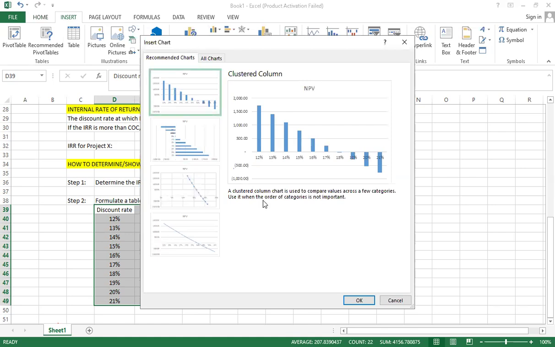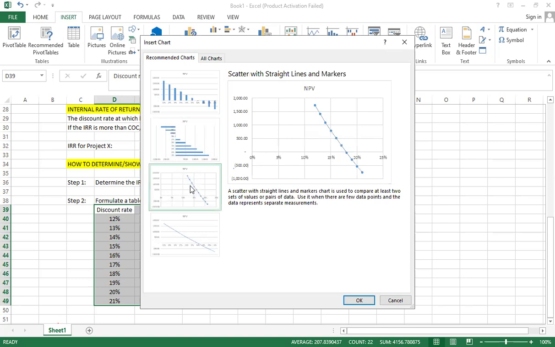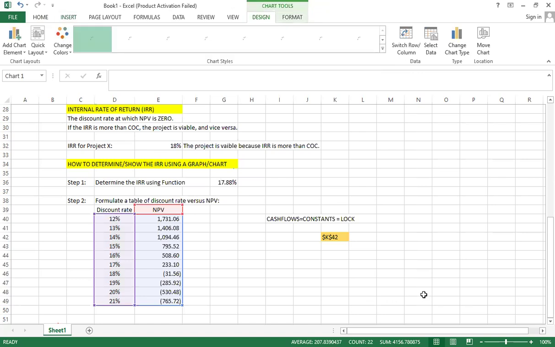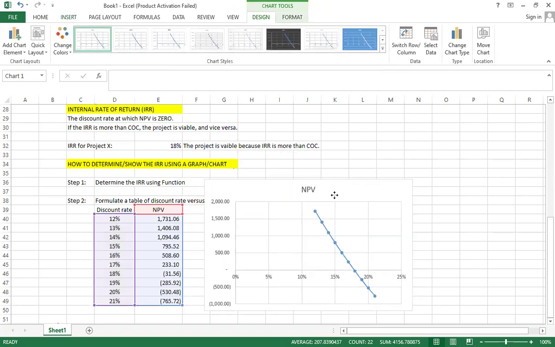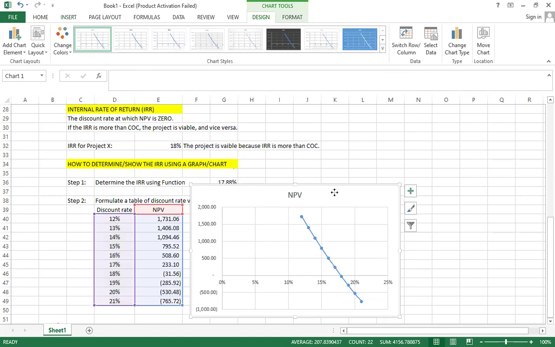When you click on the recommended charts, you can see you are taken to options for charts. I will pick this third option. So I'll pick this third one. So click on it. And then down here you have this okay. So click on okay. So when you do that, look at that, ladies and gentlemen, beautiful.